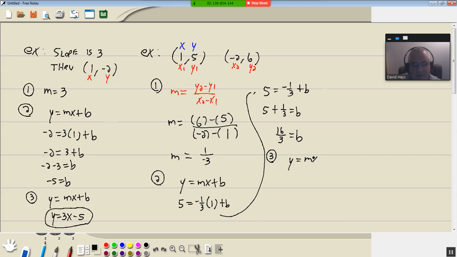Now we can't forget to actually write our answer. We're going to plug in m from step 1, which is -1/3, and we'll plug in b from step 2, which is 16/3. And that would be our answer. y is equal to -1/3 x plus 16/3.